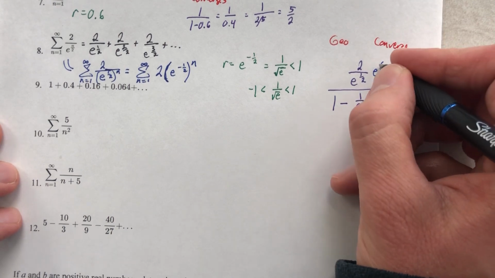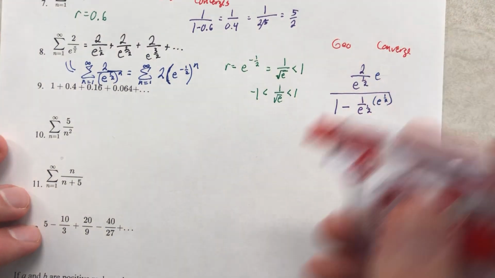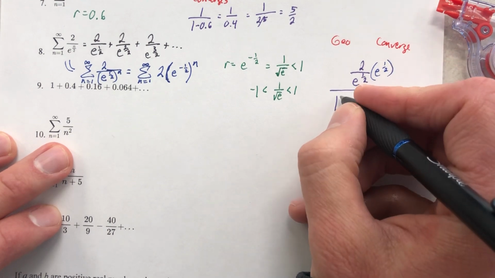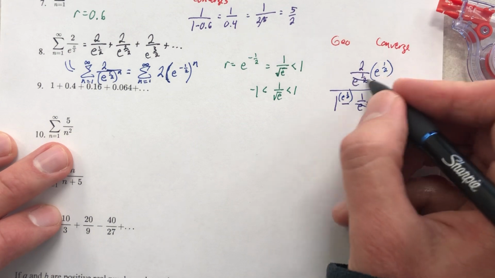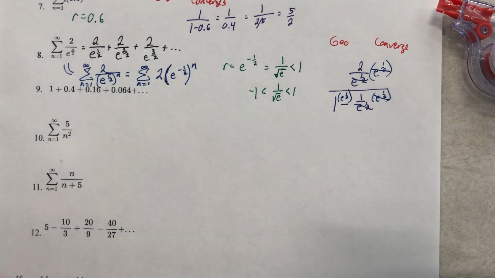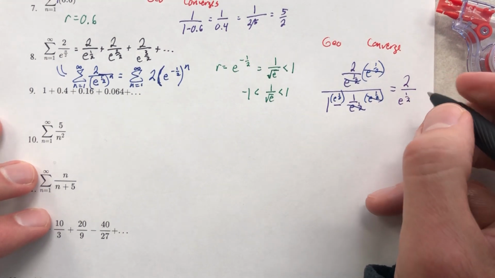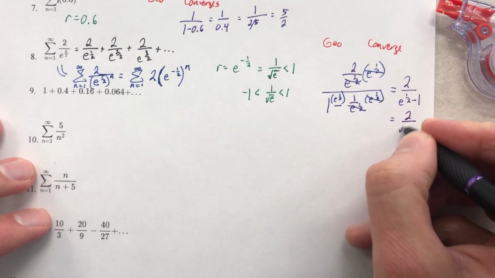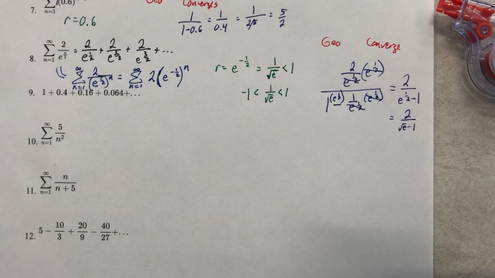Oops. I put those parentheses in the wrong place. Oh no. e to the 1/2, and you multiply this guy by e to the 1/2. There we go. And we're going to cancel those and cancel those, and we're going to be left with 2 over e to the 1/2 minus 1. And that gives me 2 over the square root of e minus 1. That's as far as I'm going to go with it. Don't go any further with that. We can get all complicated with things, but let's not.